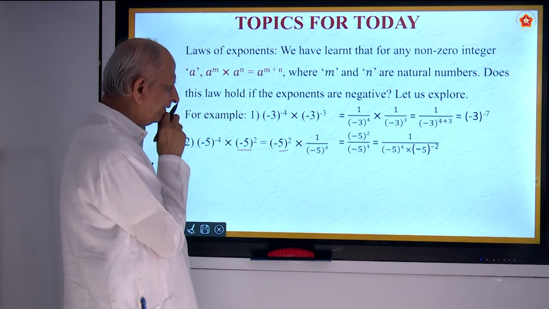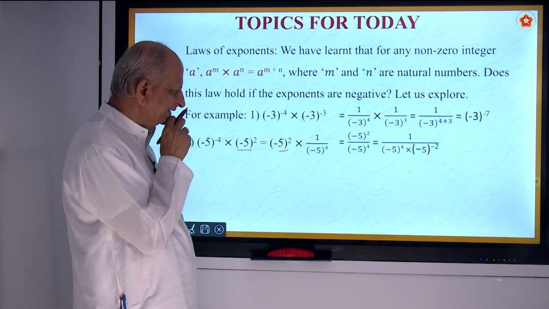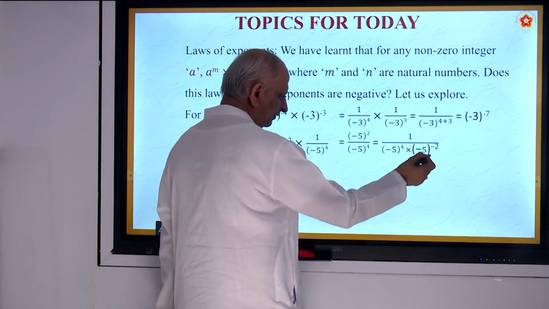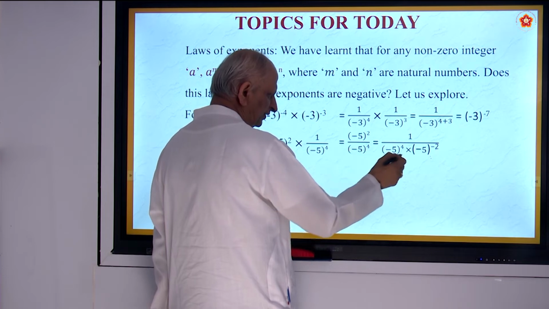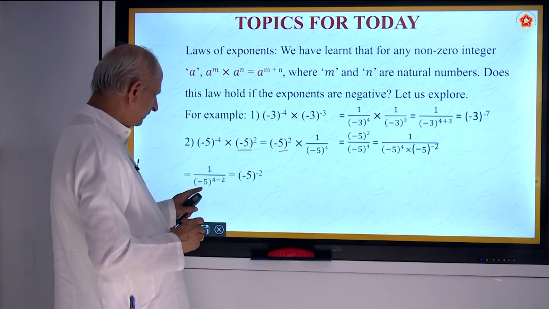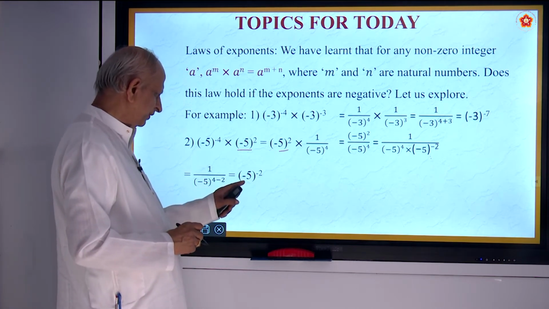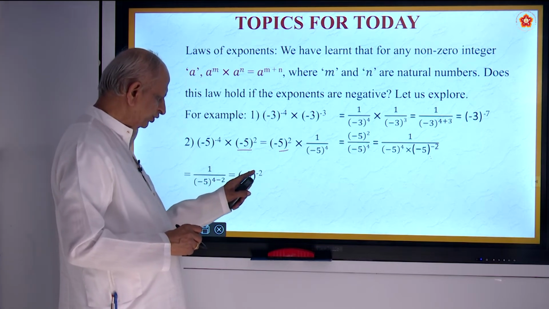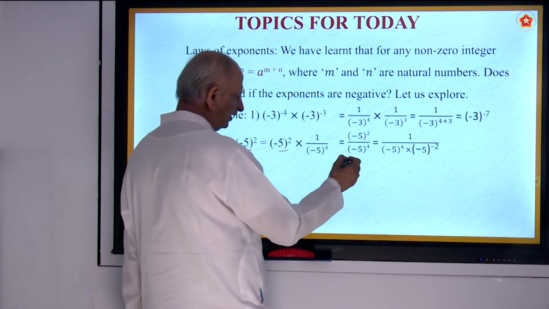Here you can use the formula a to the power of m by a to the power of n is equal to a to the power of m minus n. Or you can bring it to the denominator here. This is brought to the denominator here. So plus 2 becomes minus 2, this as it is. So you have 1 by minus 5 to the power of 4 minus 2. That is 1 by minus 5 to the power of 4 minus 2, which is plus 2 here. Bring it to the numerator, it becomes minus 2.